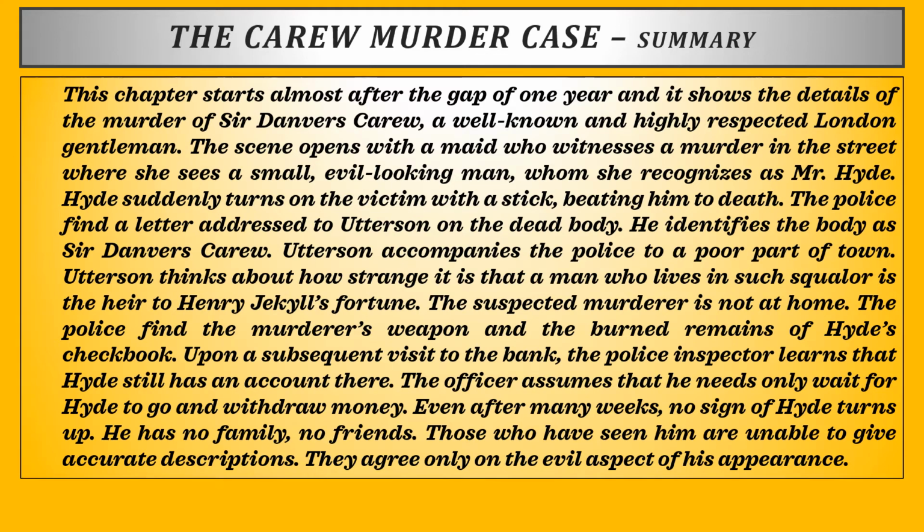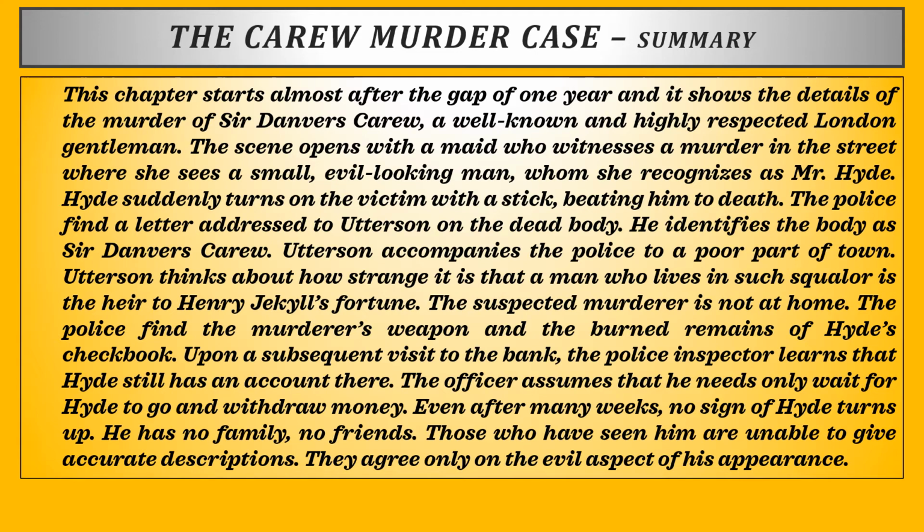The summary of the lesson. This chapter starts almost after the gap of 1 year, and it shows the details of the murder of Sir Denver Carew, a well-known and highly respected London gentleman. The scene opens with a maid who witnesses a murder in the street, where she sees a small, evil-looking man whom she recognizes as Mr. Hyde. Hyde suddenly turns on the victim with a stick, beating him to death.